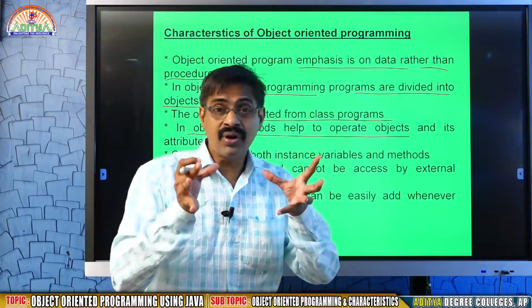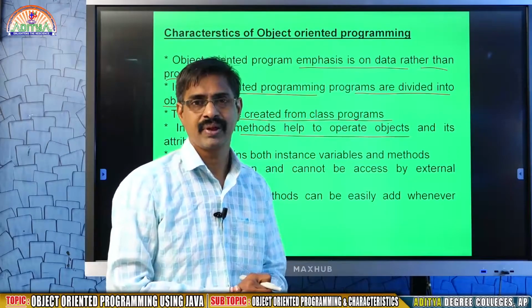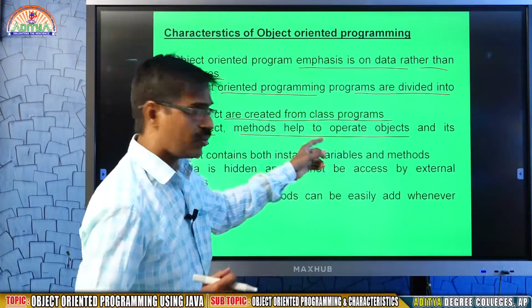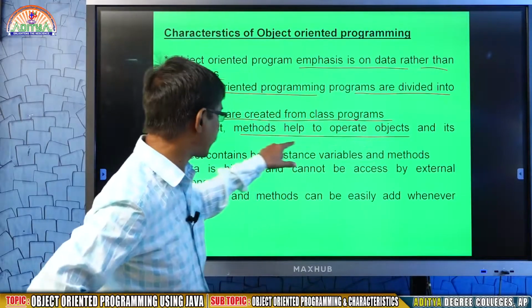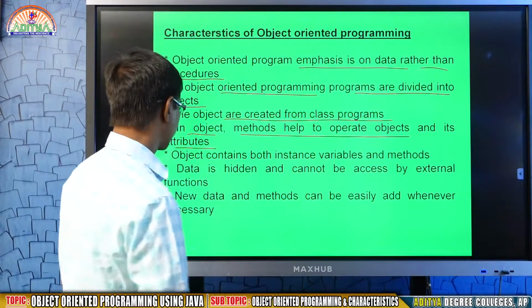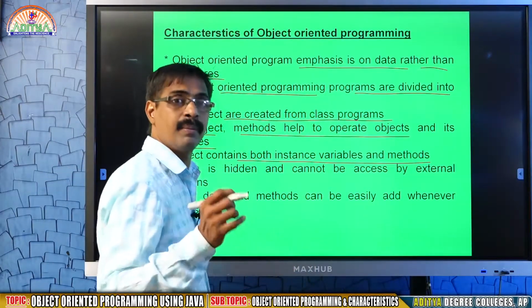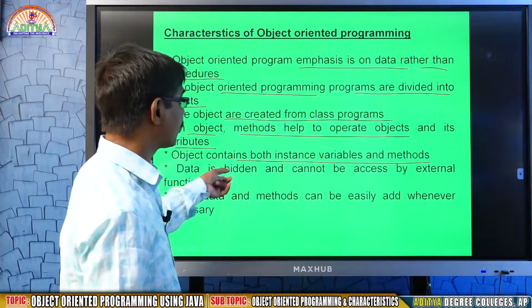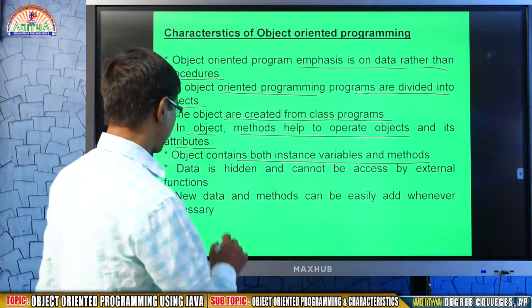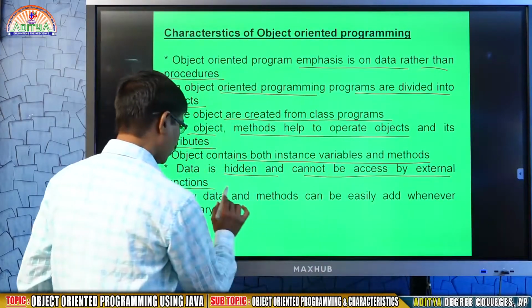So that is fully secured. When you are inside your room, it means fully secured. Like here also, in the object, everything available in the object is operated by its own methods and attributes. An object contains both instance variables and methods. Data is hidden and cannot be accessed by external functions.